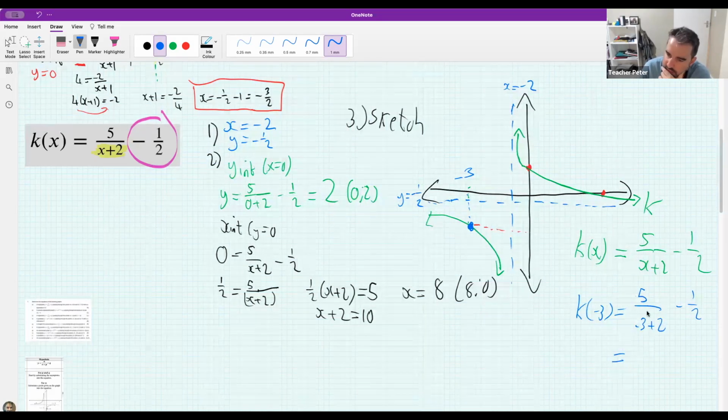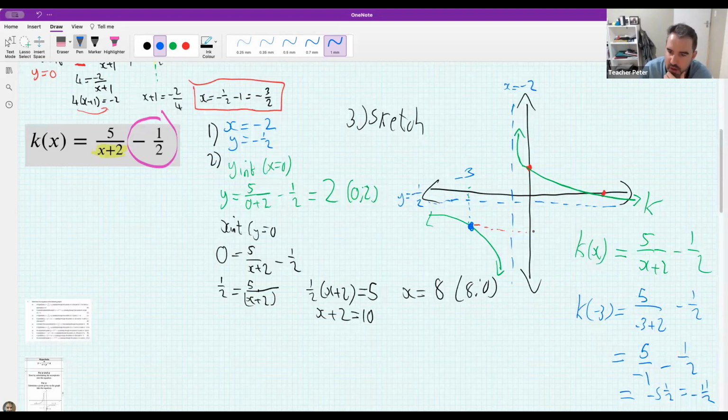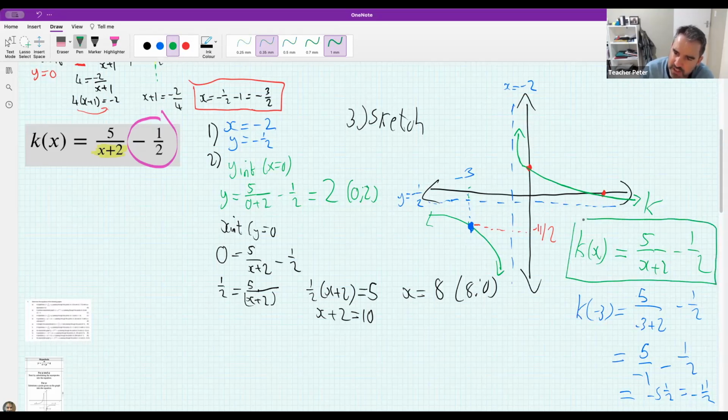So if I go -3 plus 2, I get -1. So this would be 5 over -1 minus a half, which is -5.5 or -11 over 2. And so if they asked you to label another point on the graph, all you need to do is put an x value in, and you get a y value that comes out from the equation. Give me a thumbs up if you understood that little upgrade bit, and a thumbs down if you didn't. I was trying to show you how to get an extra point on a hyperbola if you need to.